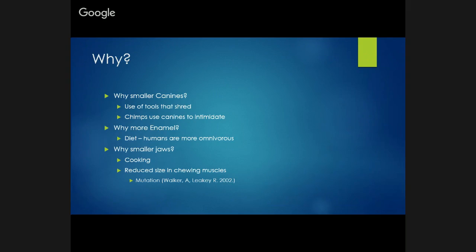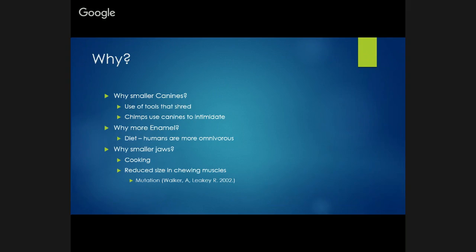The small jaw size is probably due to reduced size of chewing muscles, as well as implementing cooked foods into our diet. These two concepts go hand in hand because by cooking, we can make food easier to chew and digest. And as food becomes easier to chew and digest, our muscles don't have to work as hard, and this could have led to a reduction in these muscles' strength.